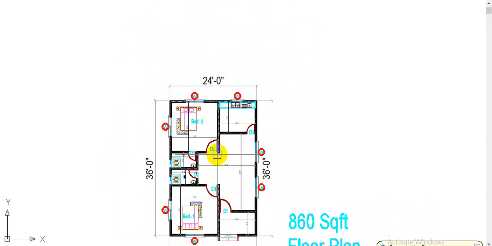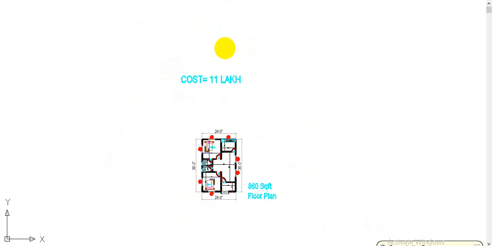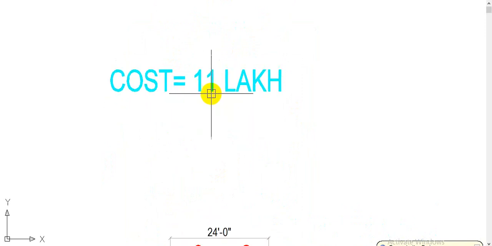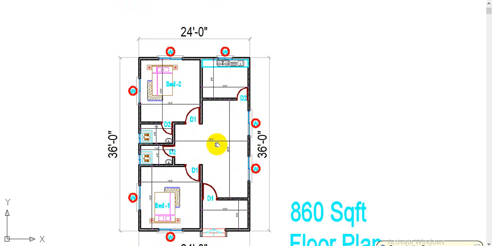So now we'll talk about the cost, and the cost here is 11 lakh rupees. Definitely this is basically our cost, 11 lakh rupees. And this is our simple one story house design, 24 feet by 36 feet.